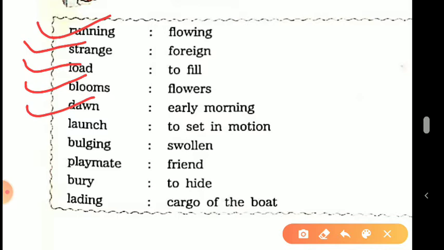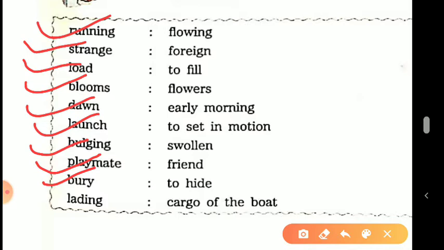Then students, the sixth word is launch. Launch means to set in motion, to start, ready to move. The seventh word is bulging. Bulging means swollen. The eighth word is playmate, and playmate means friend. The ninth word is bury. Bury means to hide.